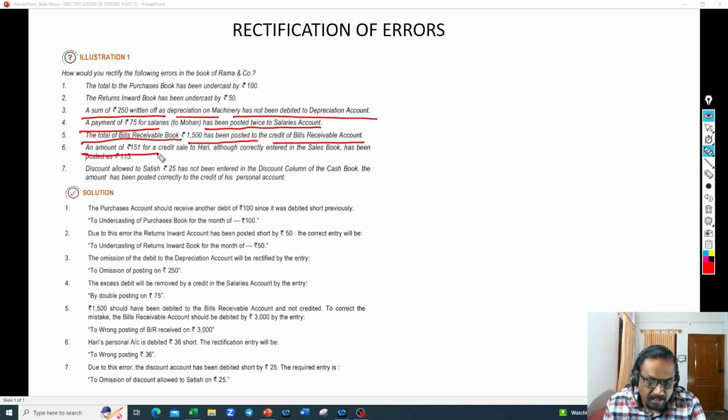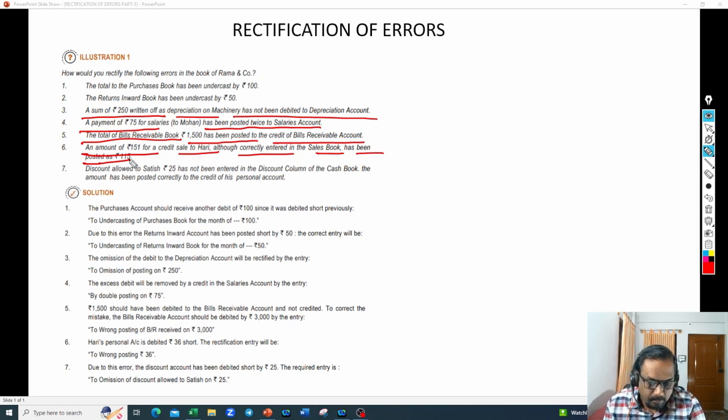An amount of 151 rupees for a credit sale to Hari, although correctly entered in the sales book, has been posted as 115. I think a similar point I explained in my previous video.